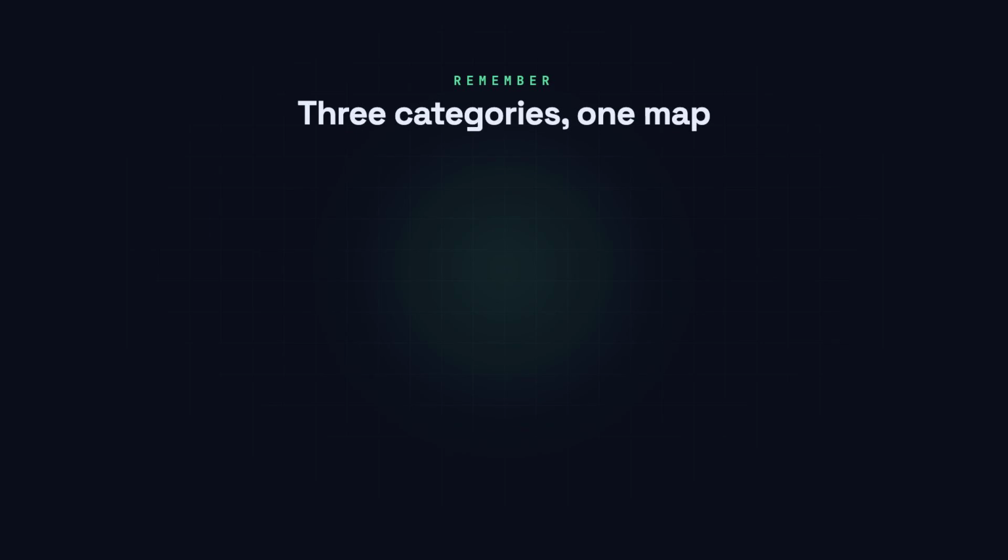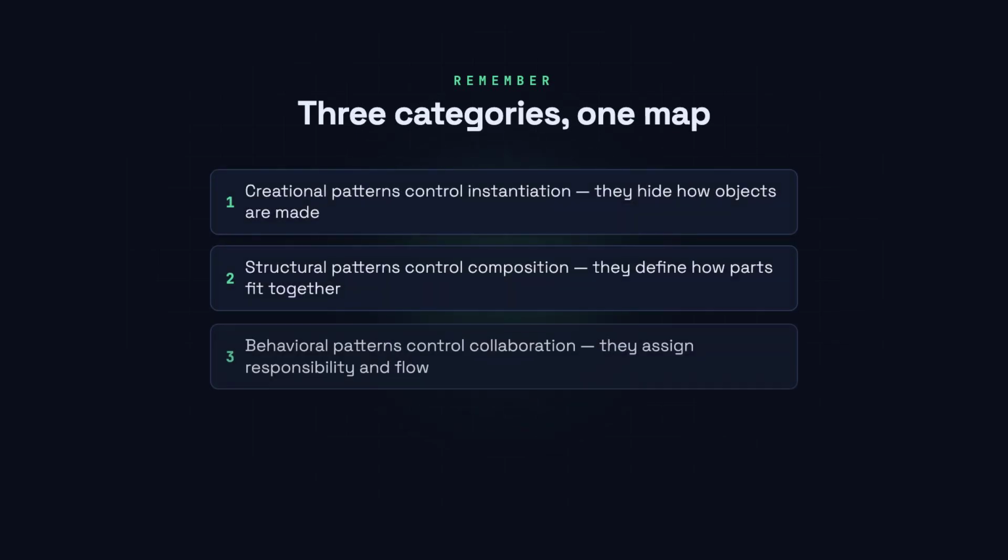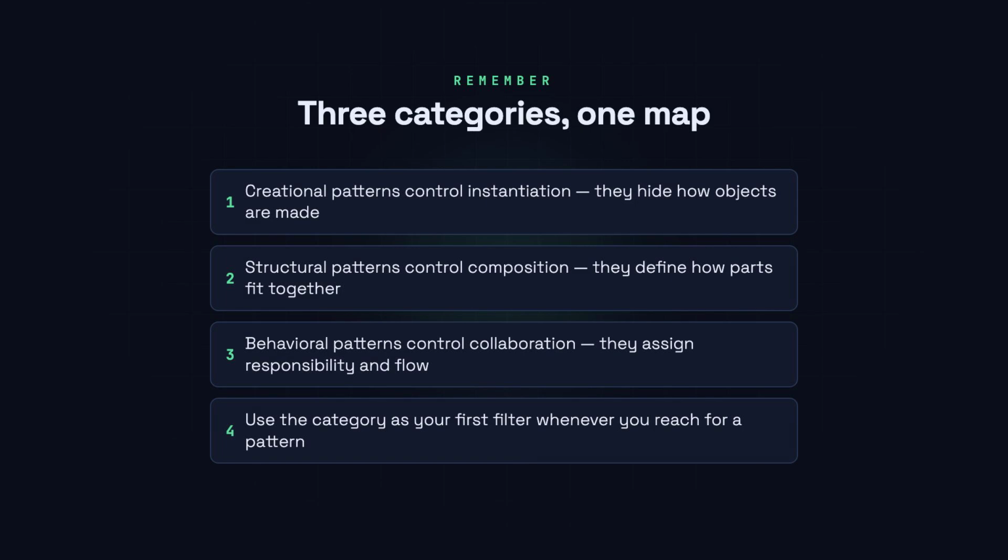The 3 Gang of 4 categories are not arbitrary. They reflect genuinely different kinds of design pressure. When you feel pain around object creation, look at the 5 creational patterns. When you feel pain around how components connect, look at the 7 structural patterns. When you feel pain around who does what and how objects talk, look at the 11 behavioral patterns. Every video in this course will tell you which category a pattern belongs to. Now you know exactly what that means.